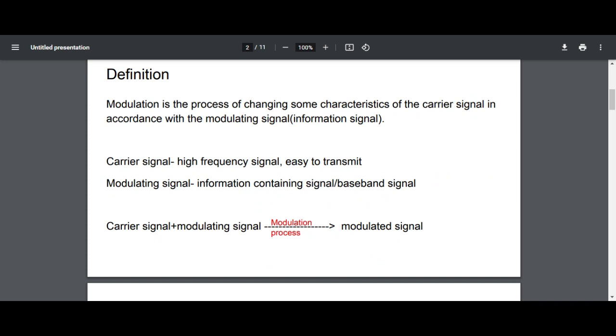Now, let's have a look at the definition of modulation. Modulation is the process of changing some characteristic of the carrier signal in accordance with the modulating signal or information signal. Here, the modulating signal, also known as the baseband signal, is the information-carrying signal where information is stored and which we want to transmit. To transmit, we package it with a carrier signal, a high frequency signal that is easy to transport. The carrier signal and modulating signal go through the modulation process to generate the modulated signal, and we use this final modulated signal to transmit the information.